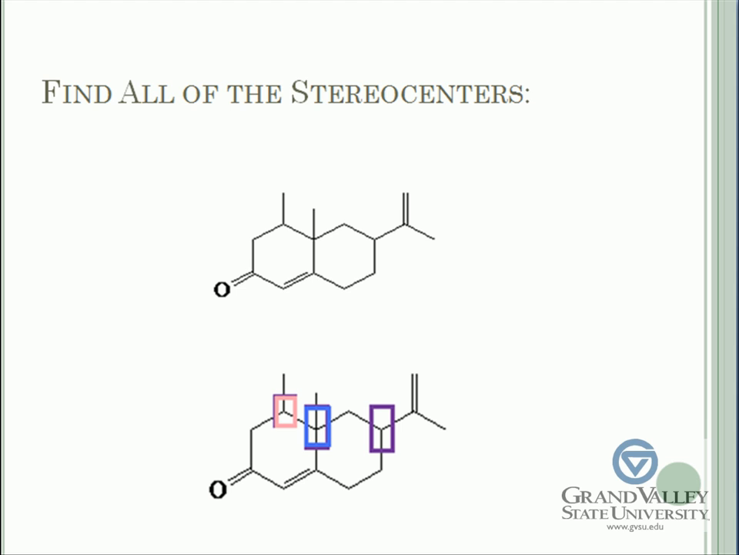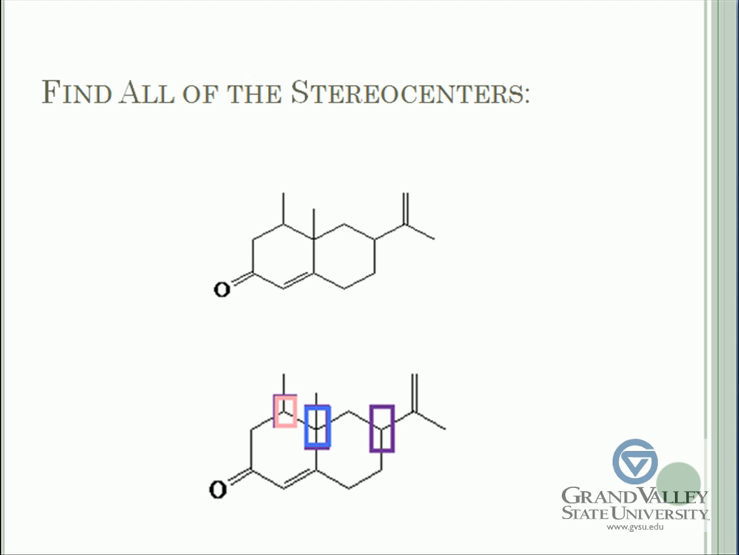This carbon is bonded to a methyl group and is part of 2 different rings. For each ring, the 2 halves of the ring are different, so this carbon is bonded to 4 different groups. Thus, it is also a stereocenter.